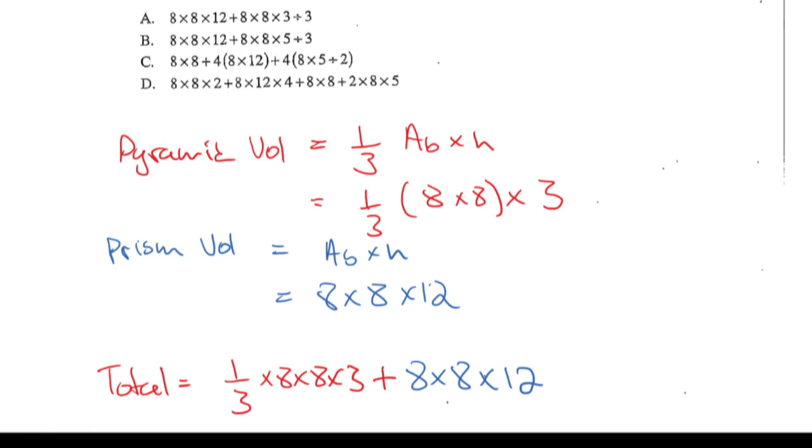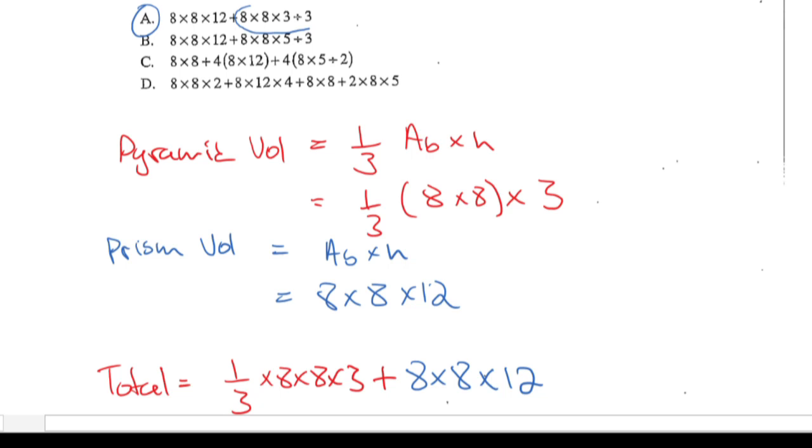8 times 8 times 3 divided by 3 and 8 times 8 times 12. I'm thinking it's looking just like A. Is there a better answer that I'm missing? Because 8 times 8 times 3 divided by 3.